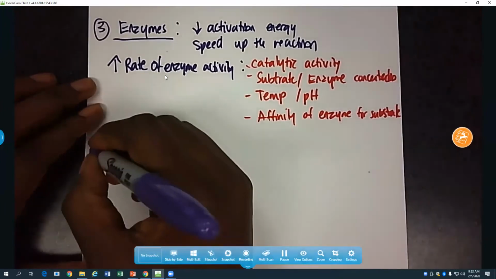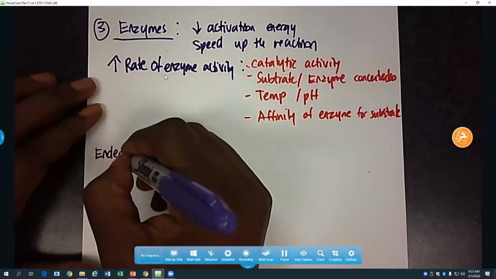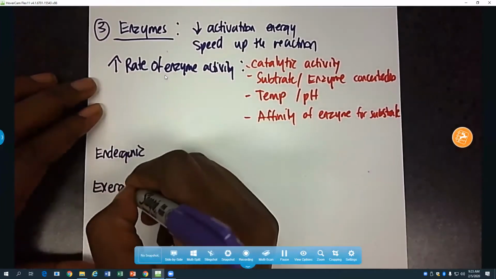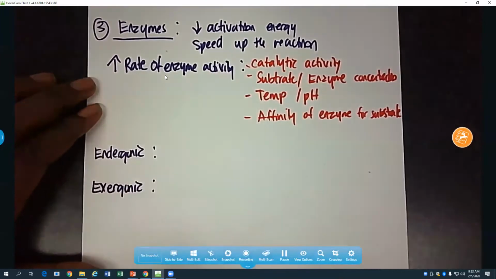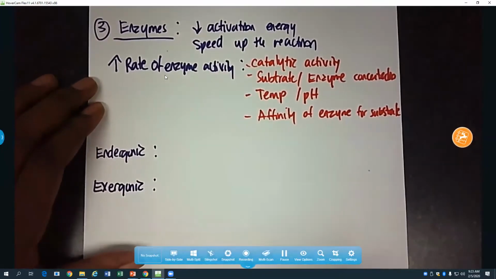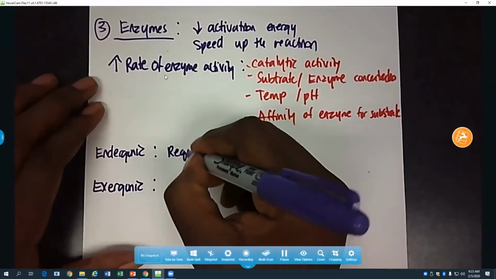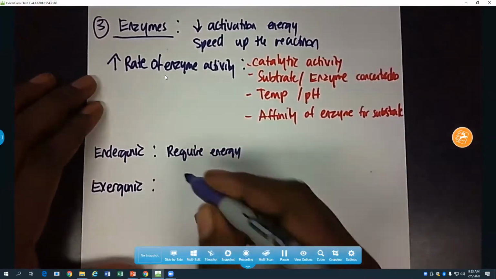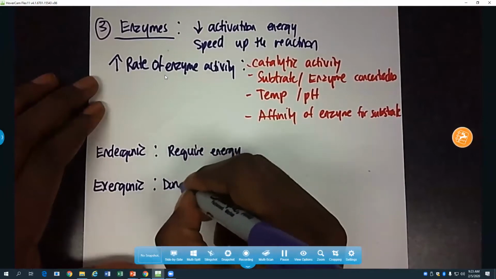I also want to point out here two important concepts that came about in terms of our discussion of enzymes. We talked about endergonic reactions, and we spoke about exergonic reactions. Right, it's really important for us to differentiate what these two are. So we said endergonic reactions require energy. Exergonic reactions liberate or donate energy.